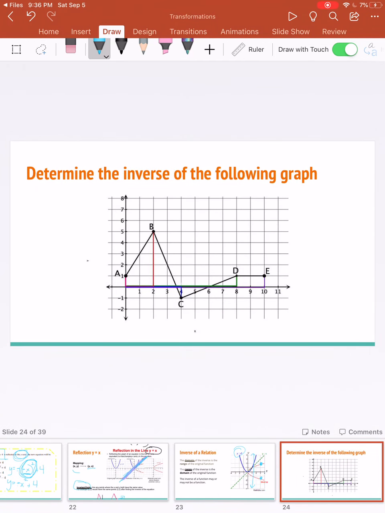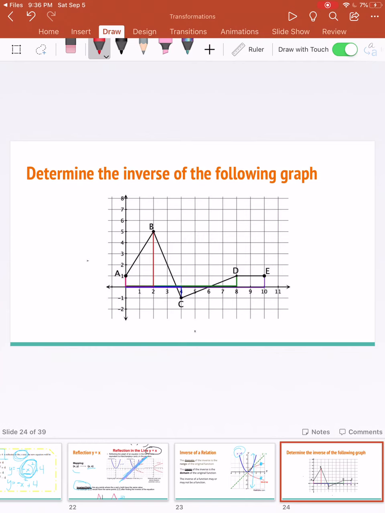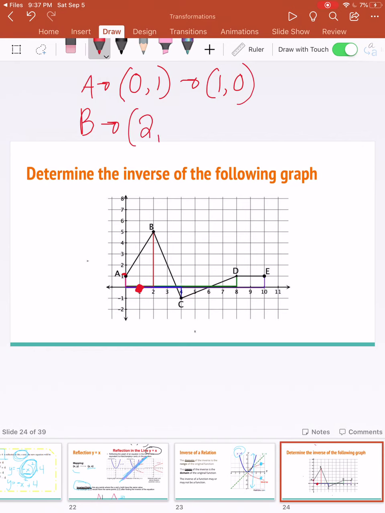So here's a question: determine the inverse of the following graph. For A, my original graph has an ordered pair of 0, 1, and I'm actually going to write my ordered pairs out. So my new graph, I would just flip them. So it'd be 1, 0. There's my new point. B, my original graph has an ordered pair of 2, 5. So my new graph would have an ordered pair of 5, 2.